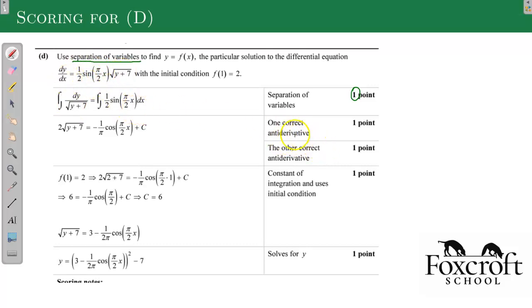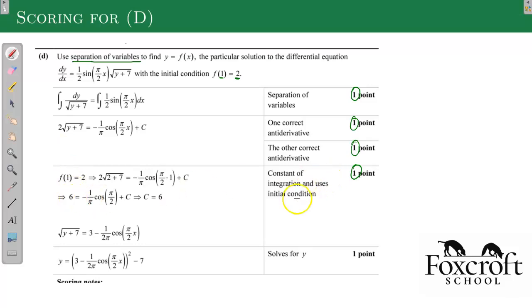If you get 1 correct antiderivative, you get 1 point. So if you could only take the antiderivative of the right-hand side, you get 1 point. If you got the antiderivative of the left-hand side, you get 1 point. Taking the antiderivative of both, you get 2 points. Once you've correctly taken the antiderivatives, you need to solve for c. So you plug in 1 for x and 2 for y. That'll give you the third point.